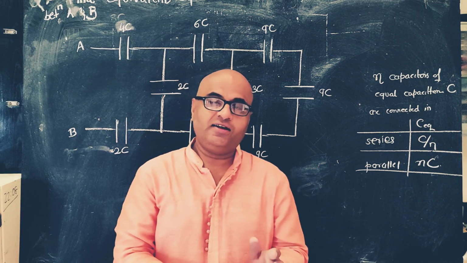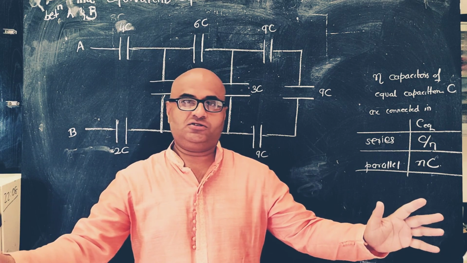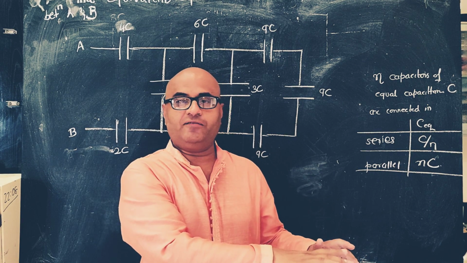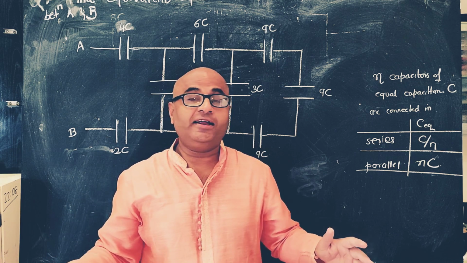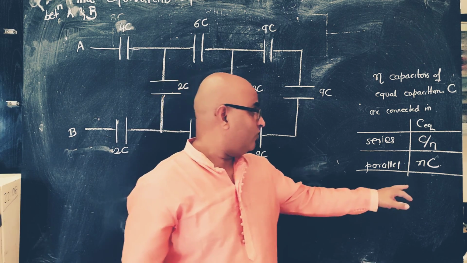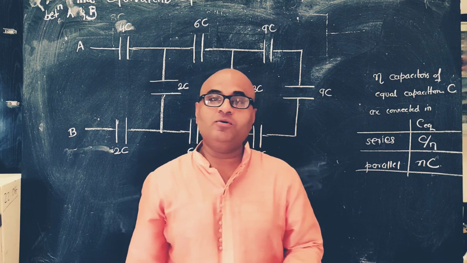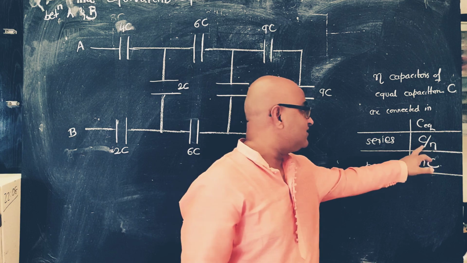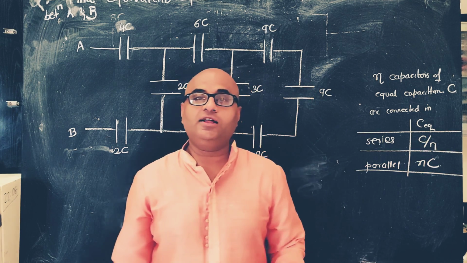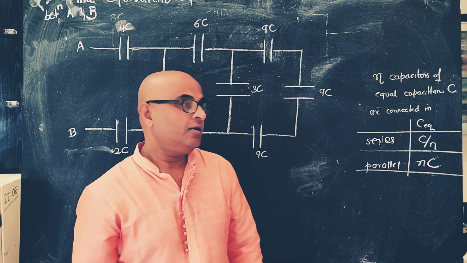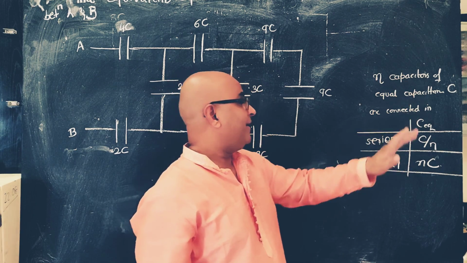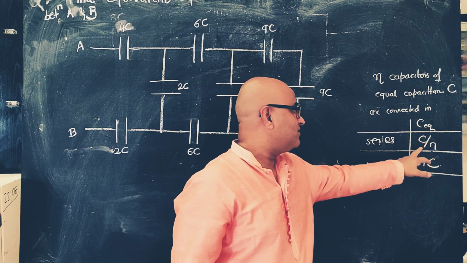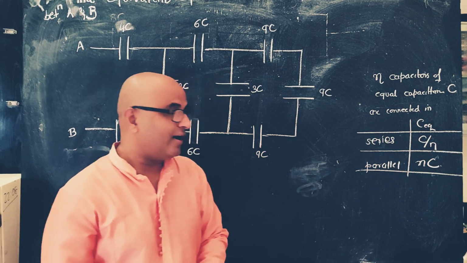If I have say 4 capacitors, each of 10 microfarad, and if I am connecting them in parallel, then what will be the answer? 4 into 10, the answer will be 40. If I am connecting them in series, what will the answer be? 10 upon 4, that is 2.5 microfarad. Remember this. If n capacitors of equal capacitance C are connected in series, then the equivalent capacitance is C upon n. If they are connected in parallel, it is nC.